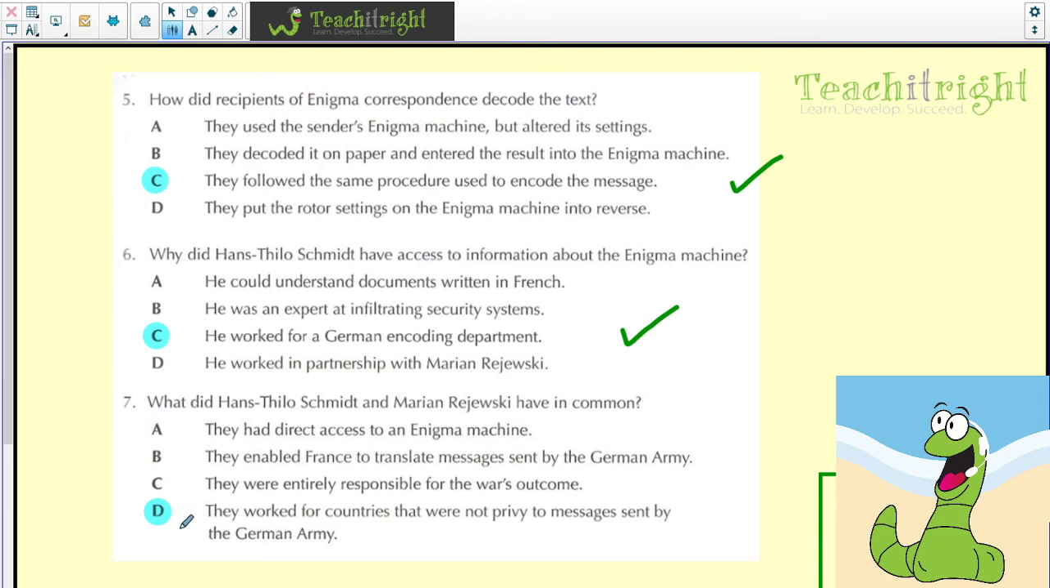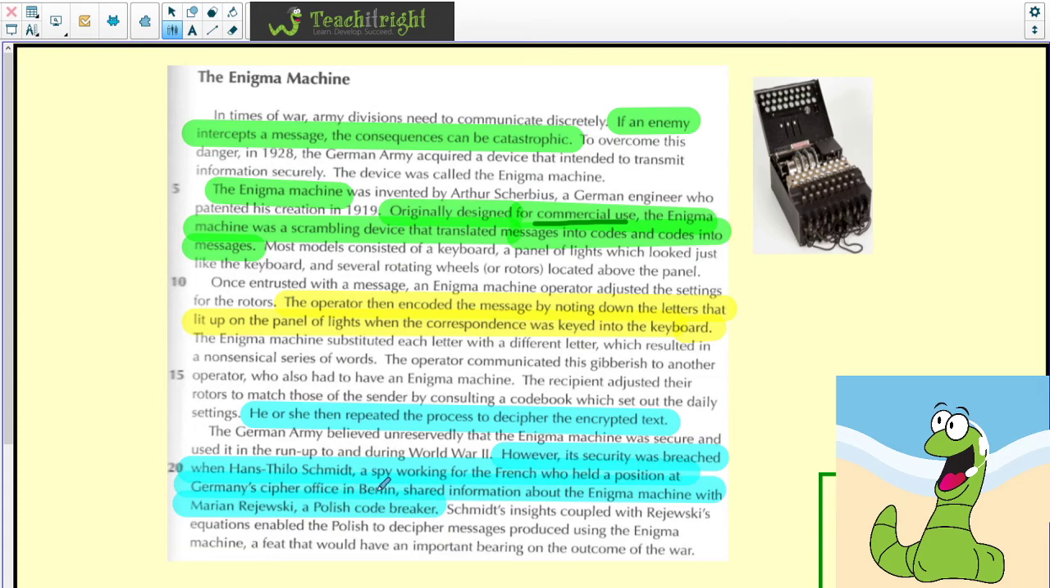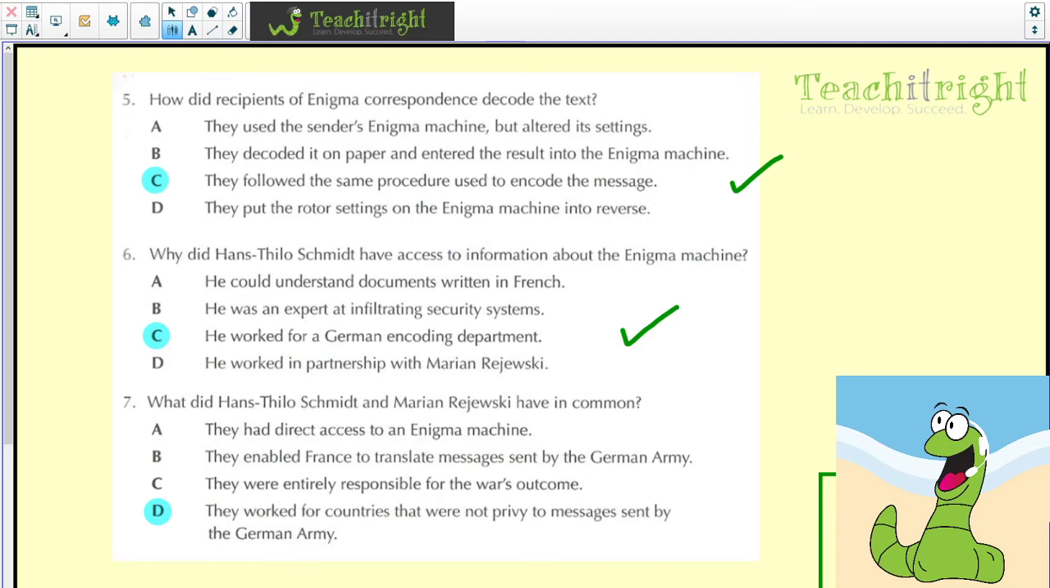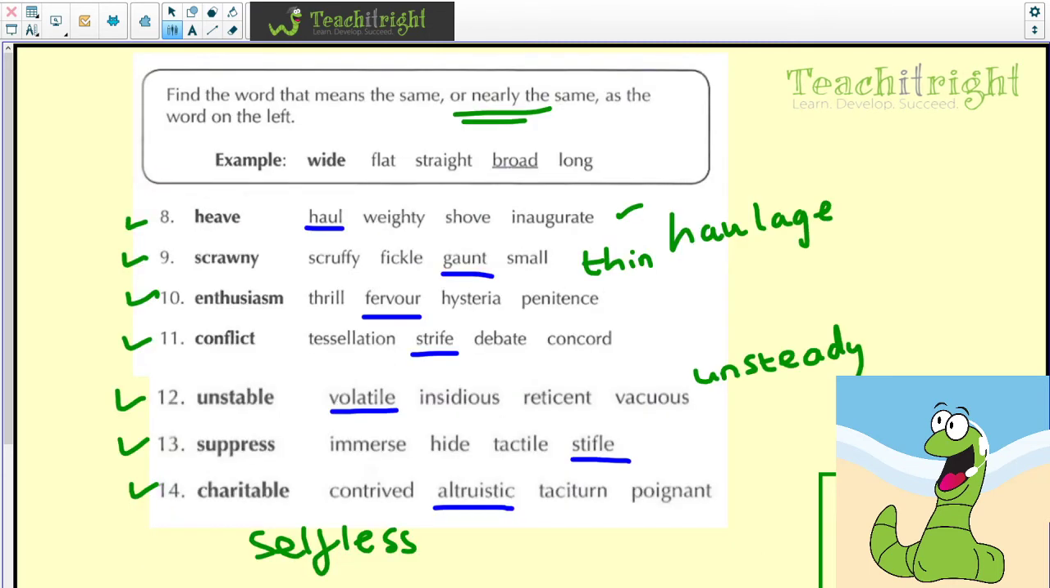And question 7, what did Hans Thilo Schmidt and Marian Rejewski have in common? So what do they have in common? Well, they worked for countries that were not privy to messages sent by the German army. Okay, so if we go back to the text, it talks a little bit down here about, here we are, shared information about the Enigma machine with Marian Rejewski, a Polish code breaker. So it does talk a little bit about their relationship with their respective countries. So, excellent.